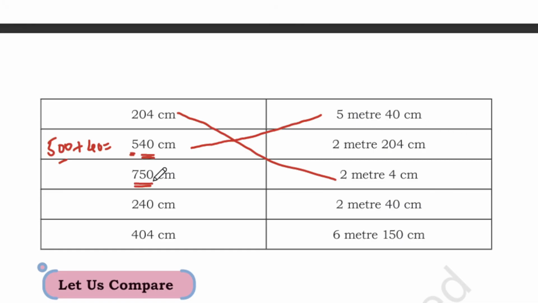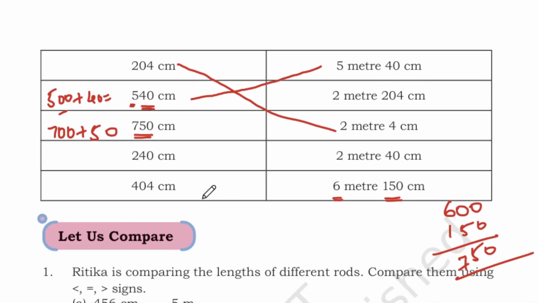So we have 750 centimeters. So 700 plus 50 is 750. So 700 is 7 meter and 50 centimeter. Where do we have it here? We do not have 7, but look at this, 6 meter plus 150. So 6 meter is 600 centimeter plus 150. When you add it, 0, 5, 6 plus 1 is 7. So 750 centimeter.